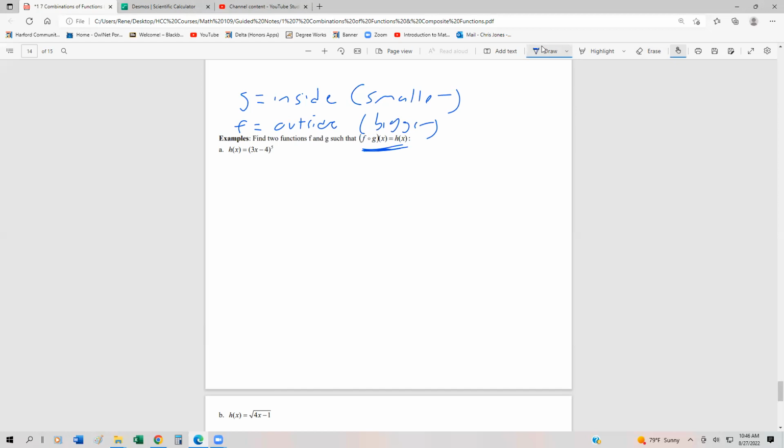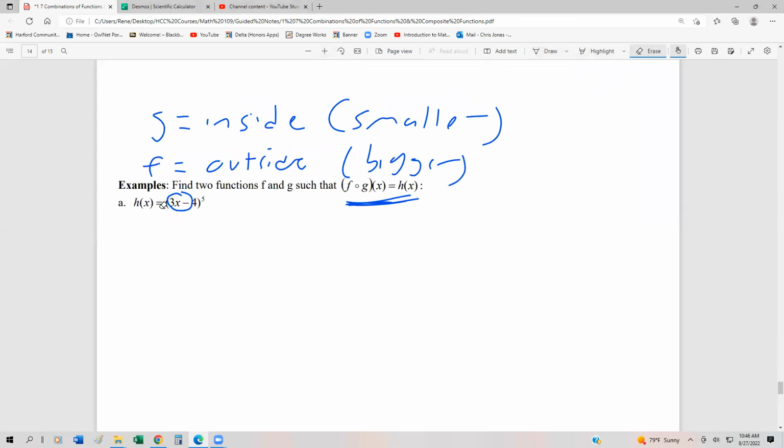Now, I look at this first h of x, and that's (3x minus 4) to the fifth power. And the function that's inside is the 3x minus 4. So that's pretty easy to see. And so what we're going to do is define g to be 3x minus 4. And then the outside function, the bigger function, is x to the fifth power. So f of x would be x to the fifth.